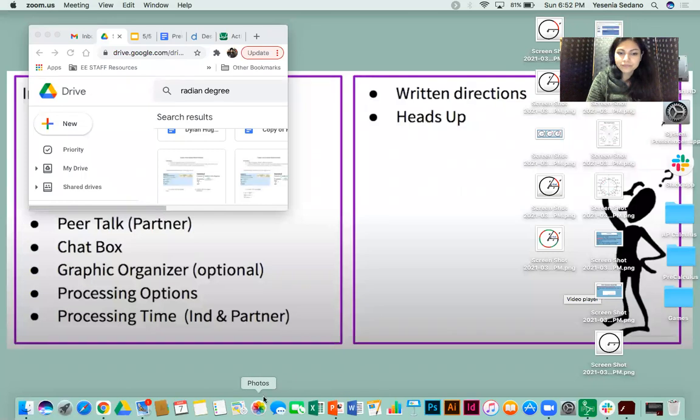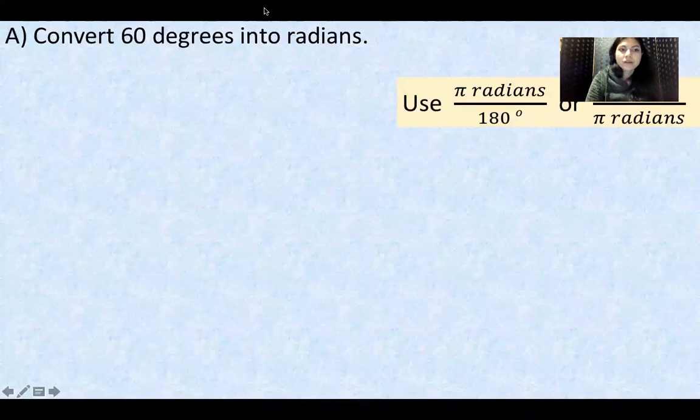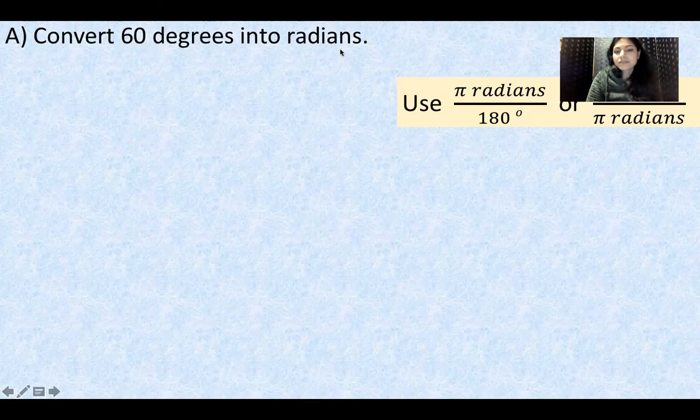Hey everyone, so we're going to talk about how to convert from degrees to radians and then vice versa. I'm going to go ahead and pull up some slides and let's go ahead and talk about this. So here we go. We'll go back a bit. So we're going to talk about an example where we need to convert from degrees into radians.